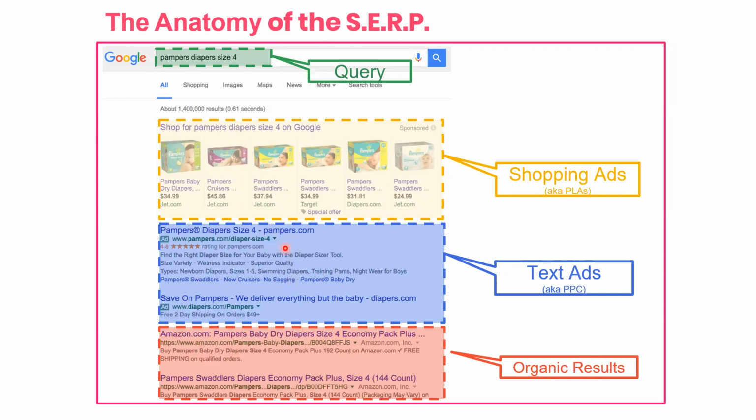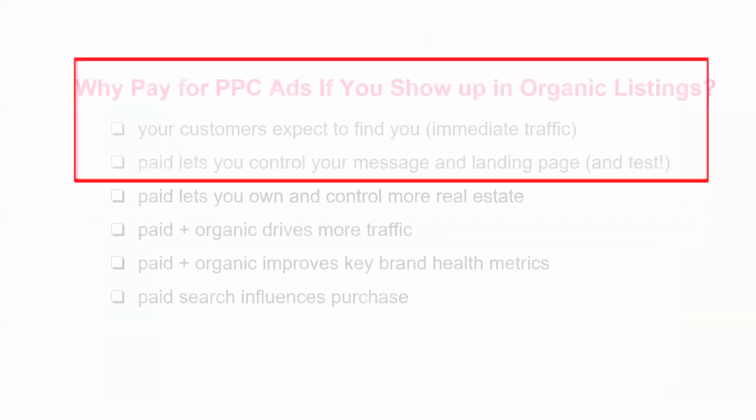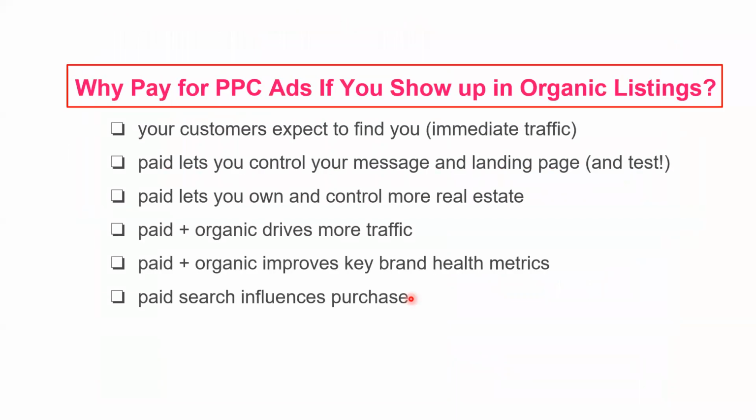And so now that we have an understanding of the different sections of the search results page, let's address a common question I get at this juncture, which is, why would I pay for PPC ads or pay per click ads if my website already shows up in organic listings? So why would you want two listings on the same page, in other words? Well, your customers expect to find you, and they're looking to find you nearly immediately.